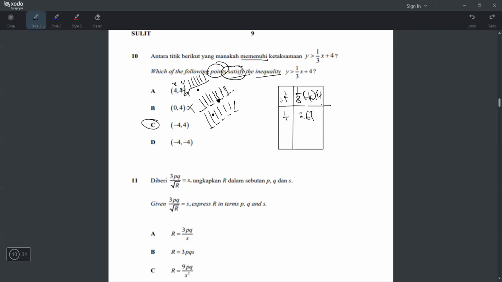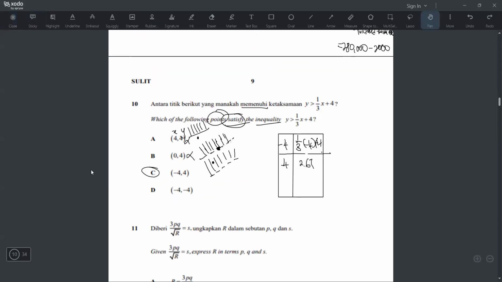But if you want to try, you can also. This one put negative 4, and you realize the left side is smaller than the right side. If you substitute the D answer inside, the left side is smaller. So it's wrong, because they said here they want the left side to be bigger, right? So it's very obvious the answer is C. Hope you understand.